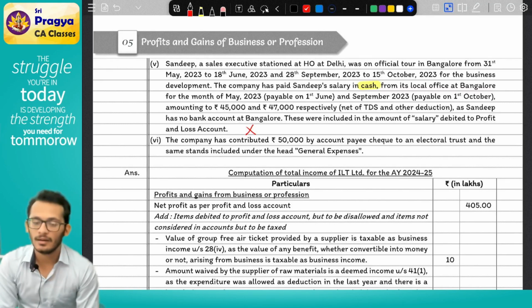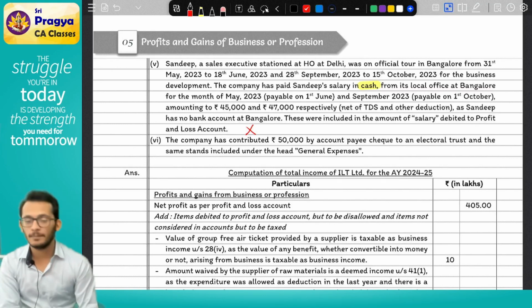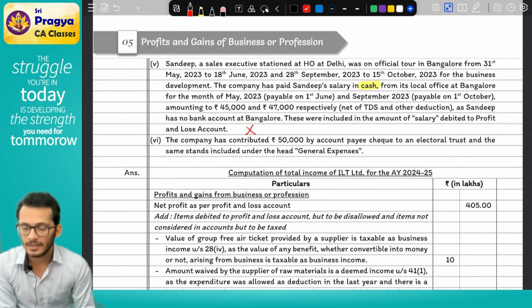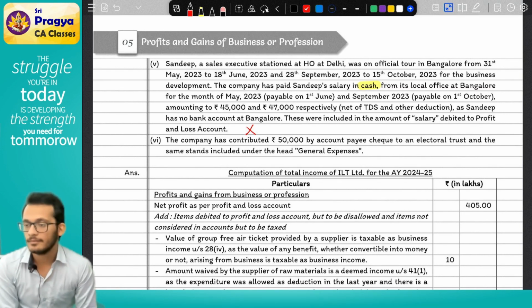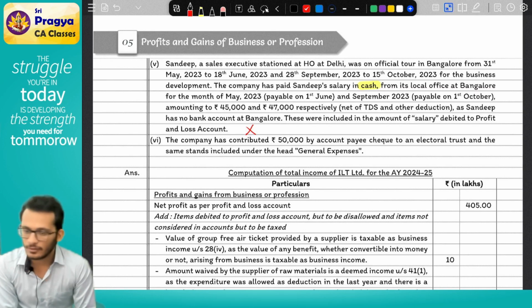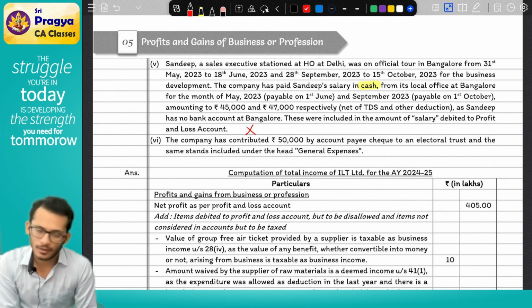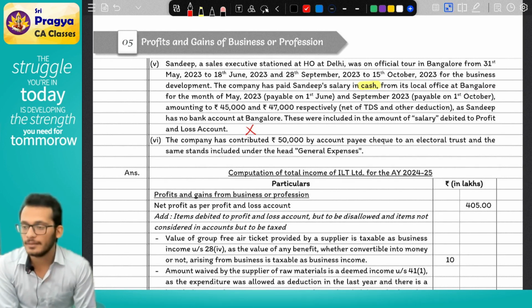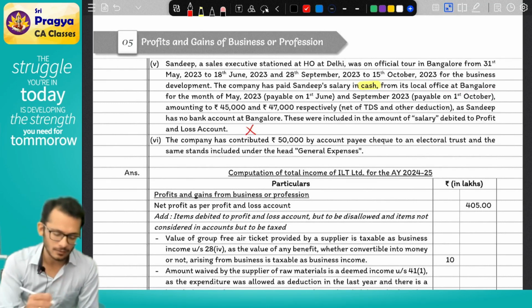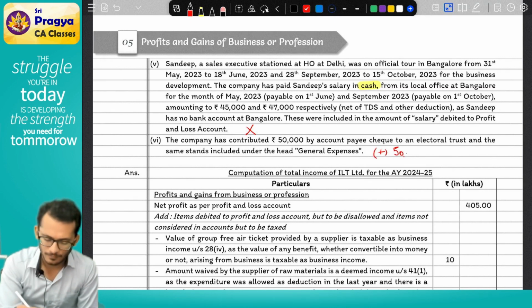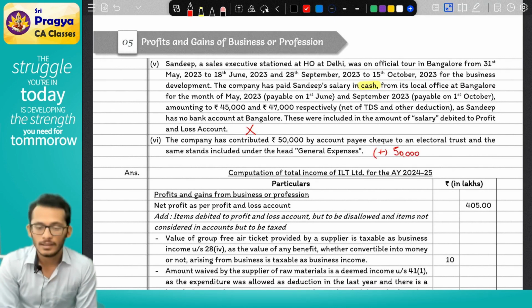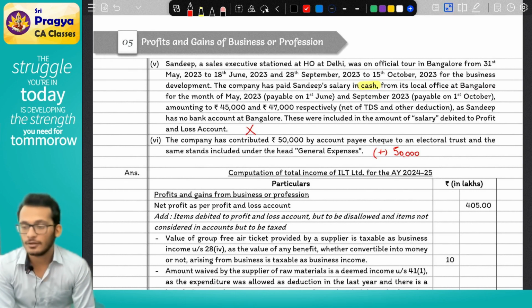Can you make a 50,000 contribution to a political party? No, because it is a donation. Allowed, not allowed? Not allowed. It is there in the P&L, not there in the P&L? There in the P&L. So what will you do? You will, very good, you will disallow. Yes or no?